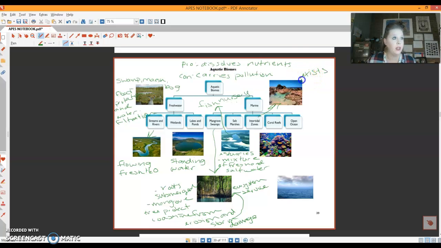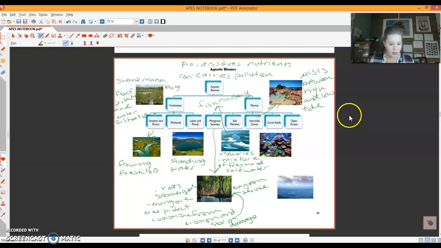Okay, so the intertidal zone exists between high and low tide. Again, the organisms that live here have been able to live in extremely difficult conditions. So this is where you're going to see things like crabs who can live in varying degrees of water and temperature.